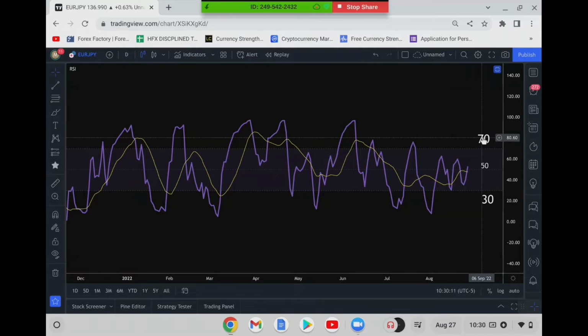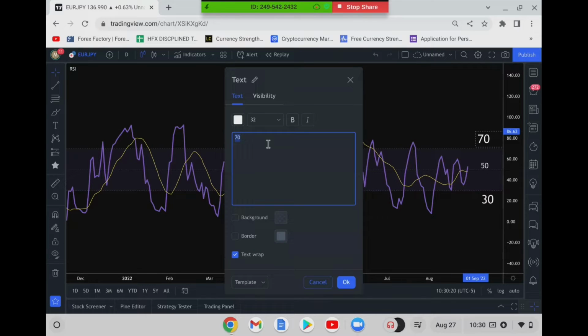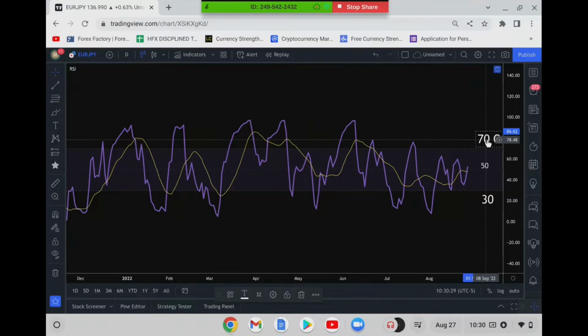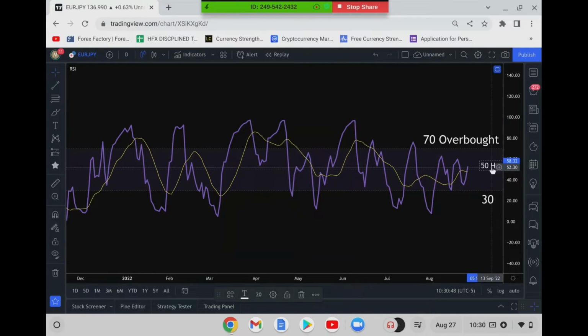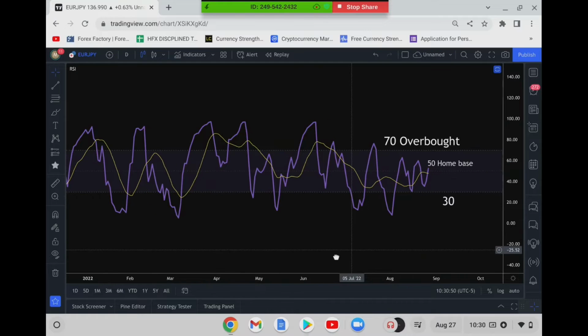All right, so now we have each one of our levels defined. We have our 70, we have our 50, we have our 30. So now, I'm just going to take this a step further, and I want to label our 70 as our overbought signal. Whenever we see price come up here to the 70 range, we know that price is currently overbought. Then we have our 50. We can think of this as our neutral, or really our home base. Let's call this our home base.